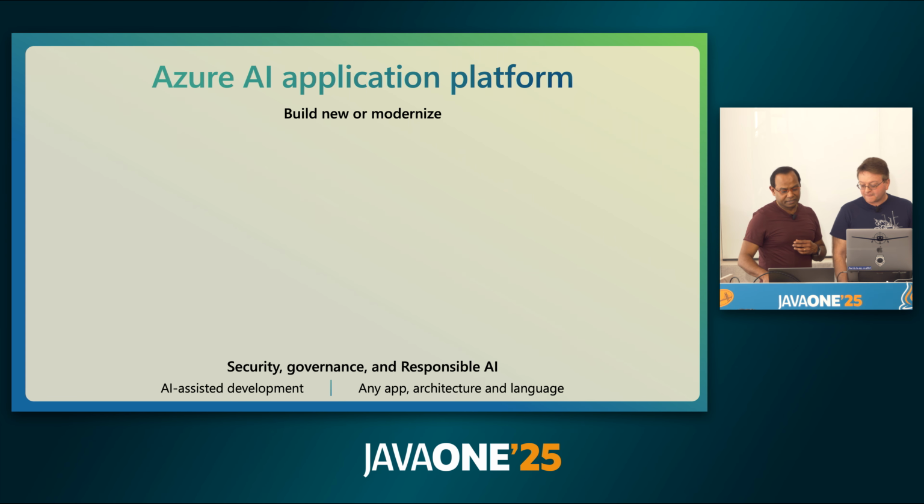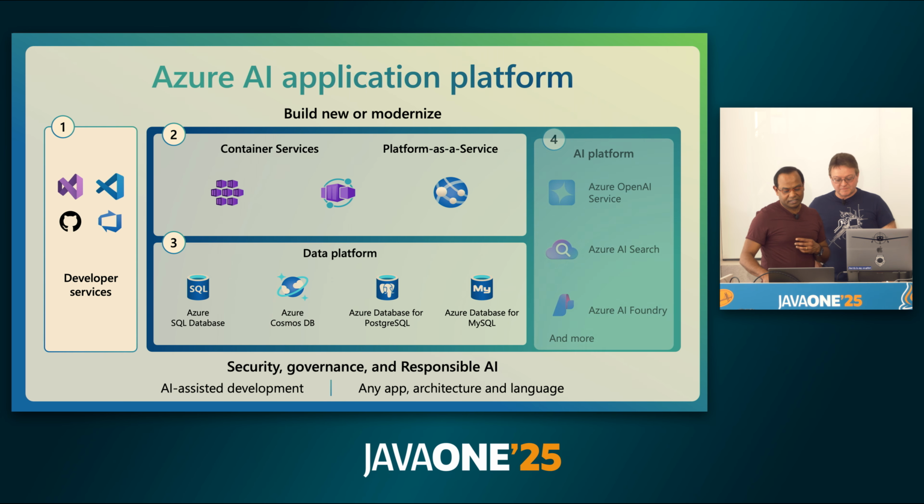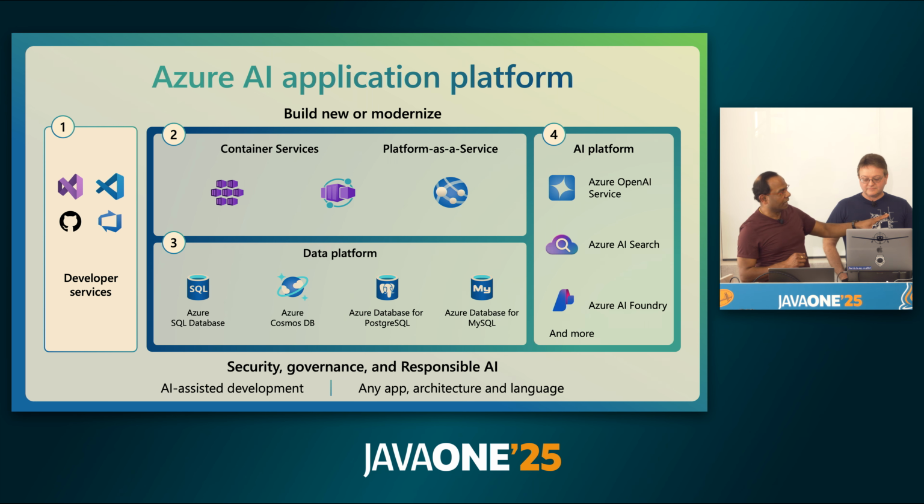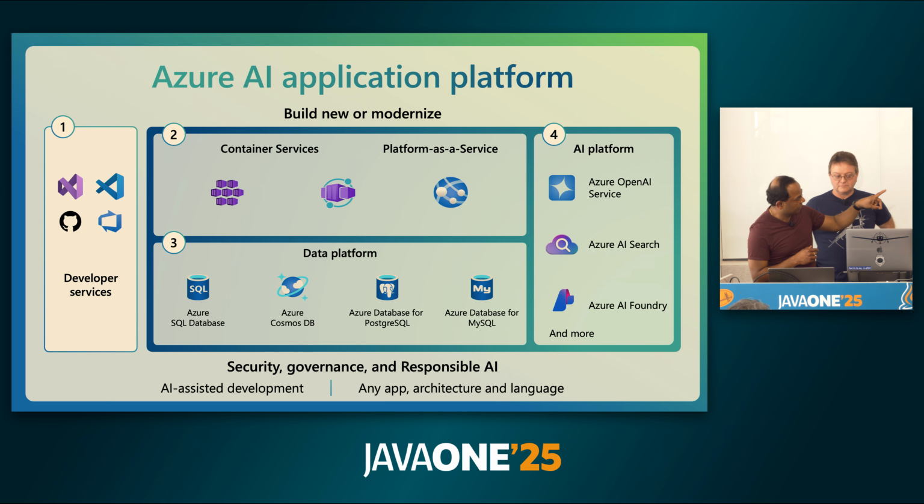So let's come back and zoom out of what we just did, right? There are many more relevant services for Java developers, making Azure a great destination. For simplicity, we have listed a few services here. So you are looking at the Azure AI platform. You can imagine the developer services. You can imagine the container apps, Azure Kubernetes Service, App Service. These are the application services. And you can also see the platform as a service, app services there. For data, you have all the options like SQL database, Cosmos DB. We used PostgreSQL today for the demo.